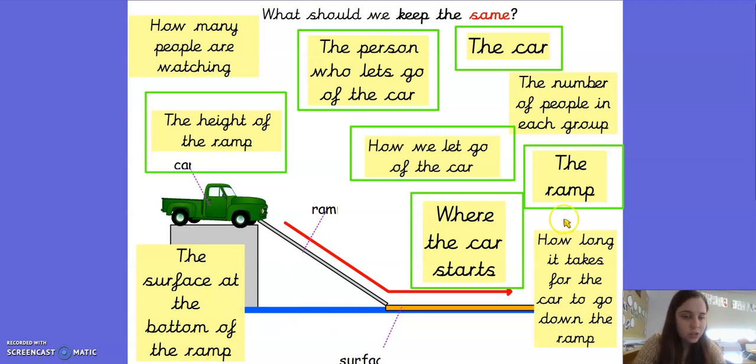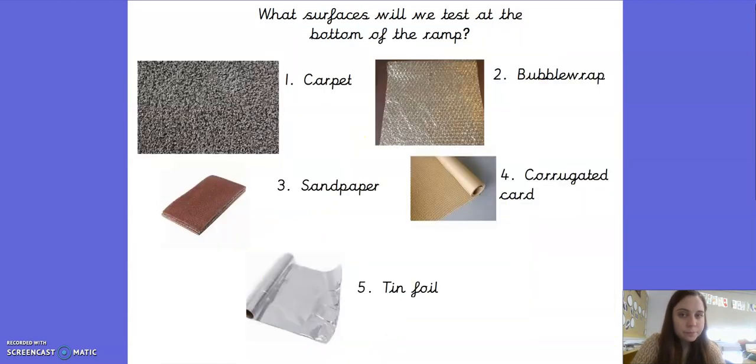Now, the two things that are going to change are how long it takes the car to go down the ramp, because obviously that is what we are measuring, and the surface at the bottom of the ramp, because that is what we are changing and what we want to find out.